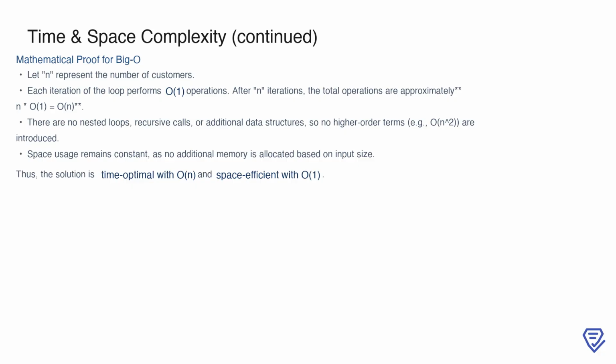After n iterations, the total work becomes approximately n multiplied by O(1), resulting in O(n). Since the algorithm does not use nested loops, recursive calls, or additional data structures, no higher-order terms like O(n²) are introduced. Regarding space, the algorithm does not allocate memory based on the input size, as it only uses a constant number of variables. This ensures the space complexity remains O(1). Therefore, the solution is time optimal with O(n), and space efficient with O(1).